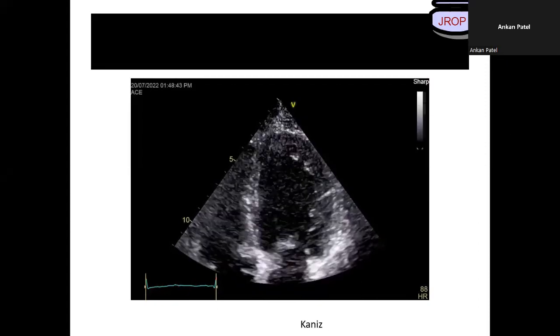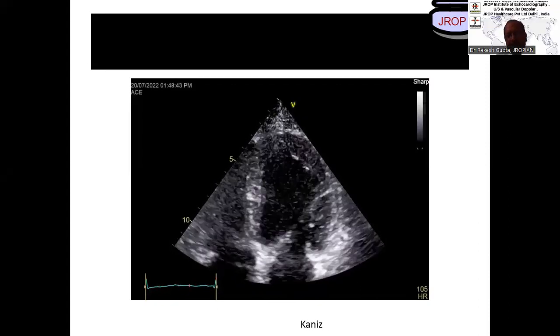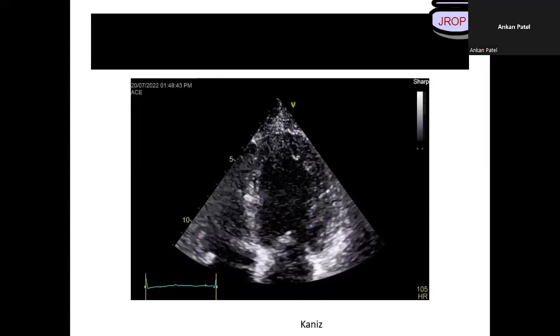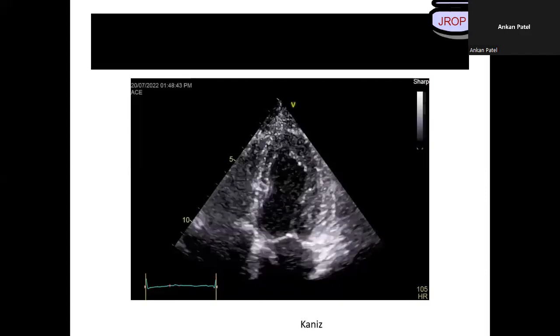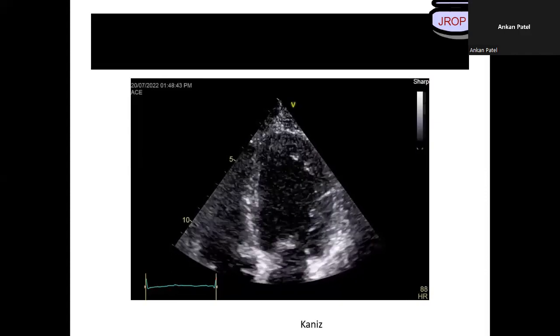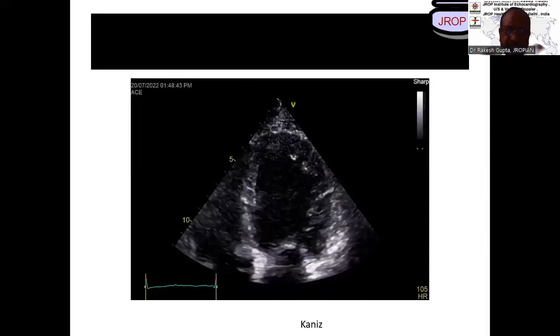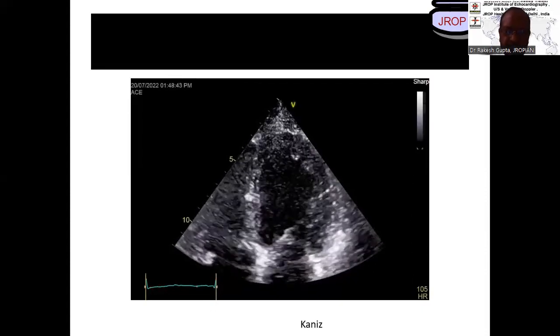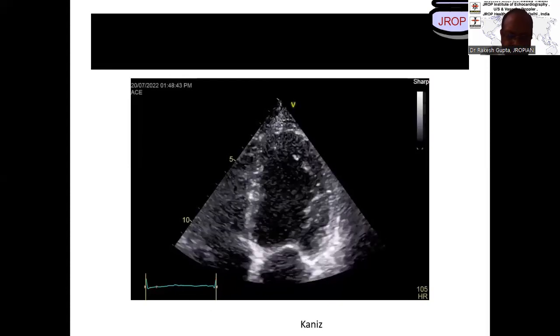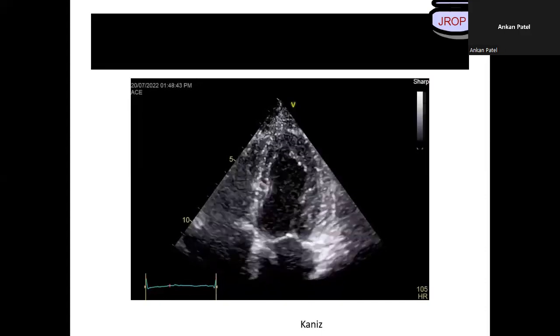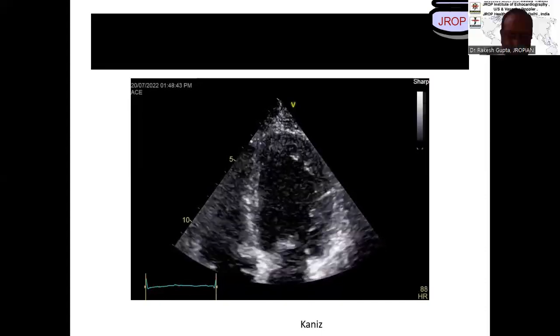Good evening, sir. Ankan, tell me the wall motion abnormalities in this patient. Sir, in this view, the apical cap is hypokinetic. Okay. Anything else? And the septum is normal, sir. Only the apical cap is hypokinetic.